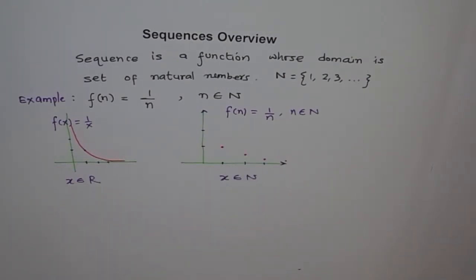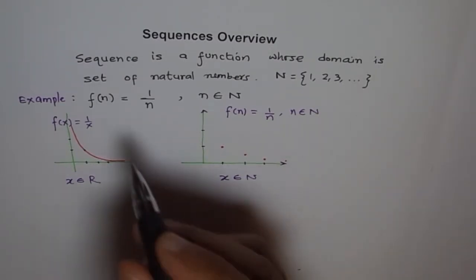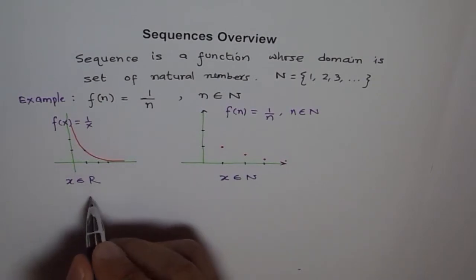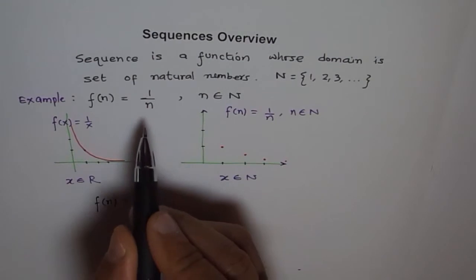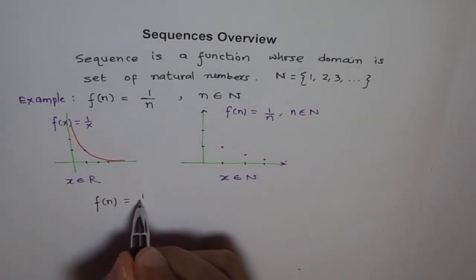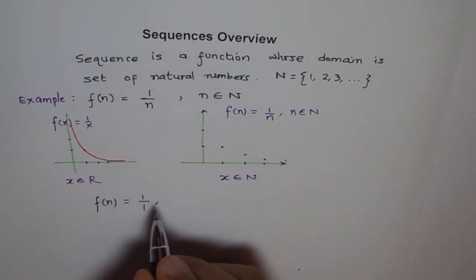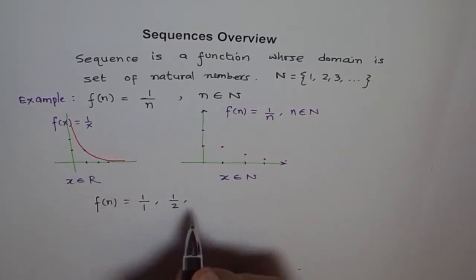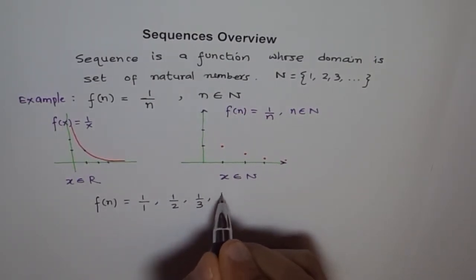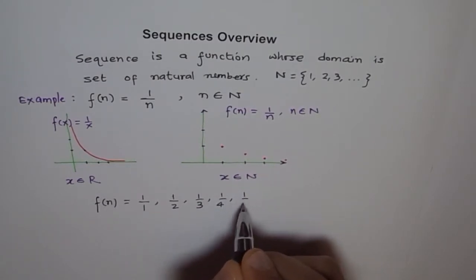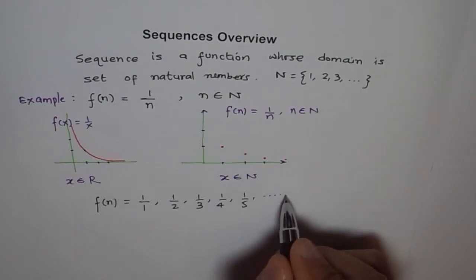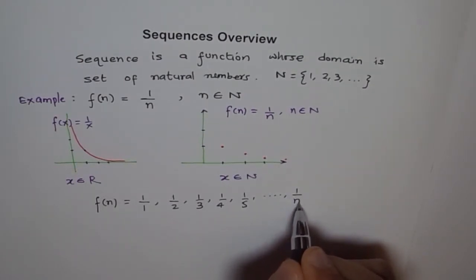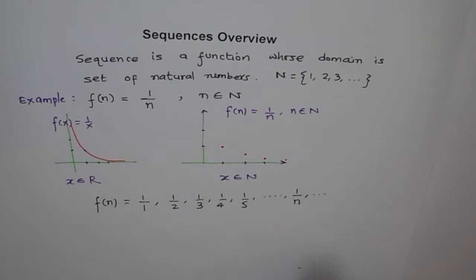Correct? Now that is how it is. Now what we can do is we can elaborate more on this. Let us say this is our function f of n, and now we can write f of n equals, if I put n as 1, I get 1 over 1, which is 1, right? If I put n as 2, I get 1 over 2, and then 1 over 3, 1 over 4, 1 over 5, and so on. In general, I could write this as 1 over n, and this could go on, correct?